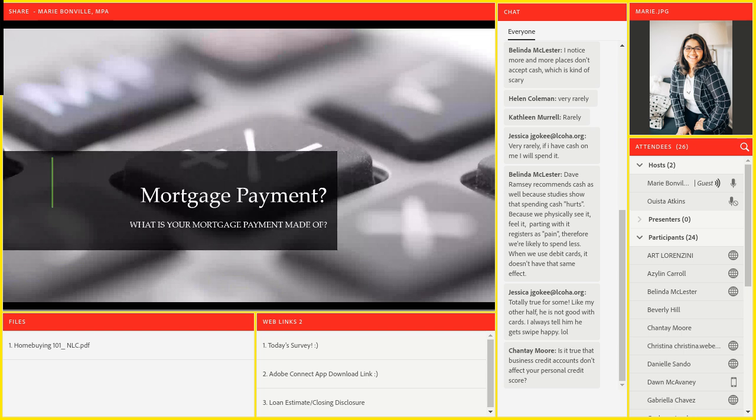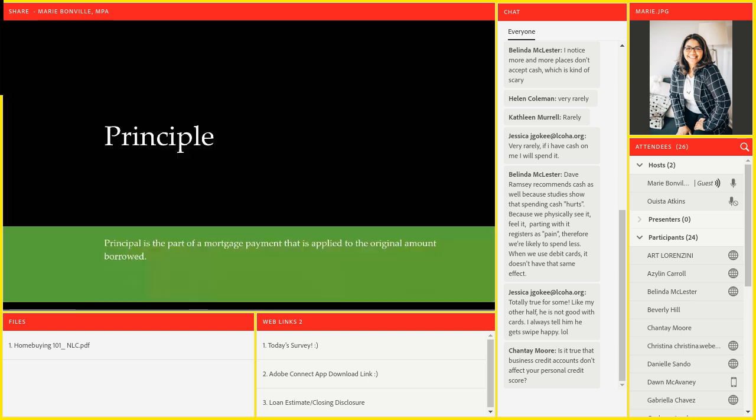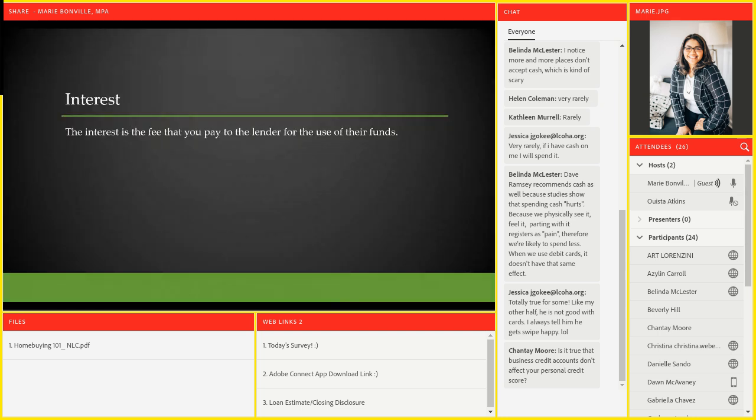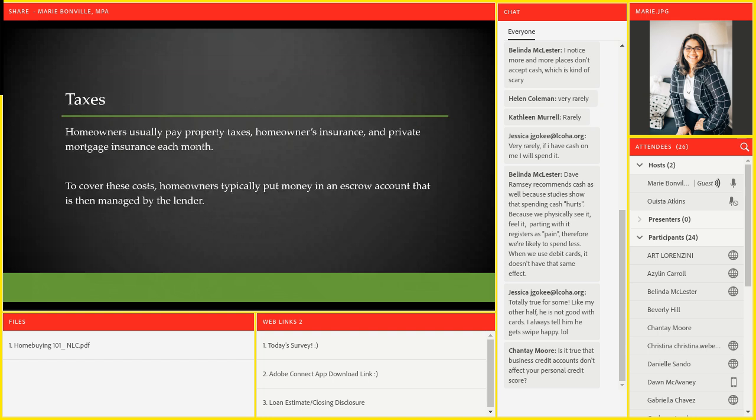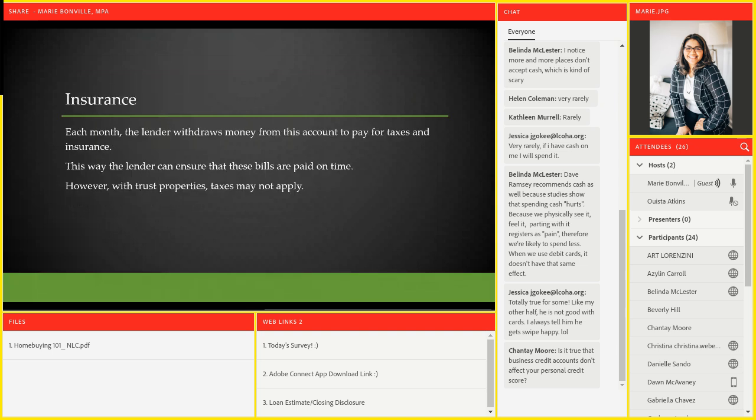Mortgage payment. What is a mortgage made of? So the elements of a mortgage payment are principal. That's the money that you're borrowing. The interest itself, right? The cost of borrowing the money. The taxes, if you're off reservation, then your local county, city, municipality, they have taxes. And so you're paying for that as well each month. And then insurance. Insurance is non-negotiable.